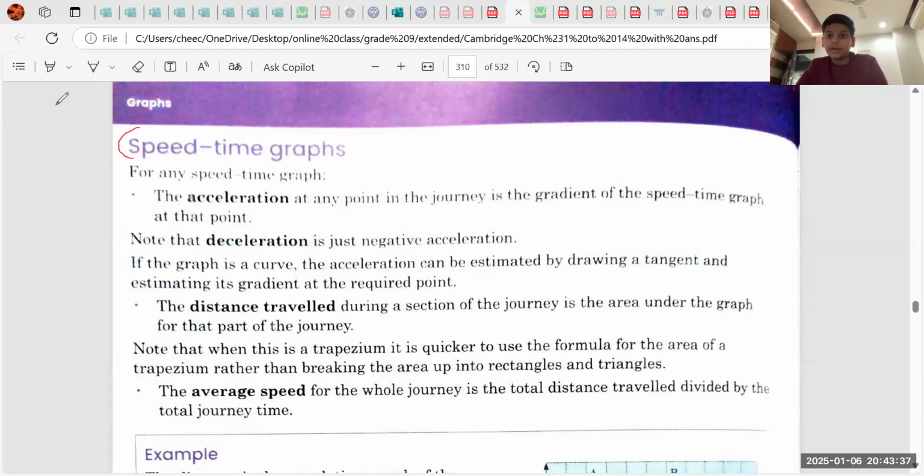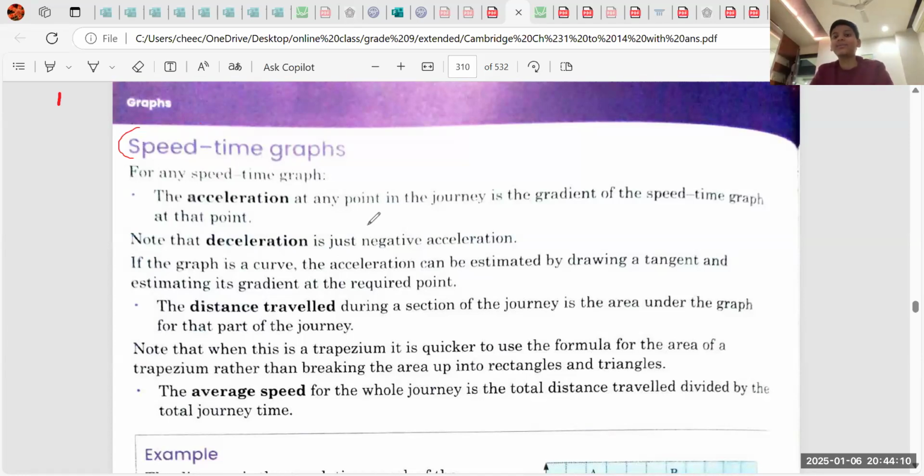For any speed time graph, the acceleration at any point in the journey is the gradient of the speed time graph at that point. Note that deceleration is just negative acceleration. If the graph is a curve, the acceleration can be estimated by drawing a tangent and estimating its gradient at the required point. It's tangent, not tan.